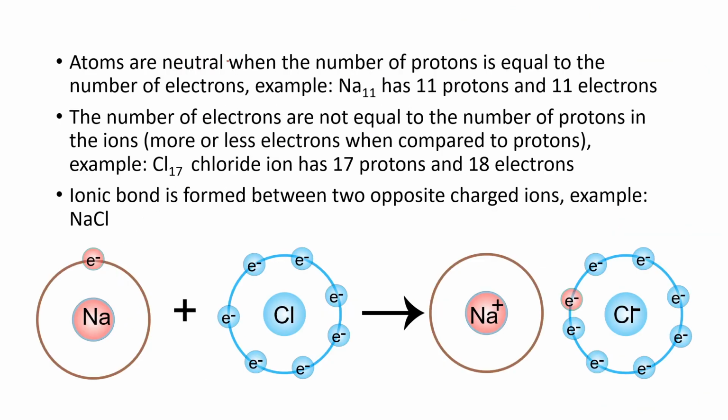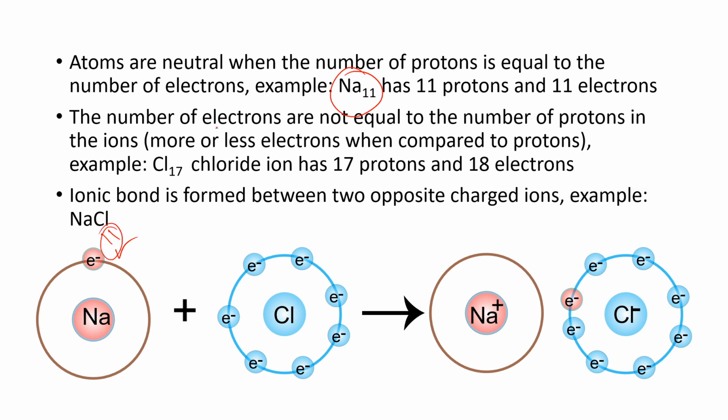And atoms are neutral when the number of protons is equal to the number of electrons. Example, sodium 11. In sodium 11, you will see 11 protons and 11 electrons. In this case, the sodium is known as a neutral atom. Here we have taken only the outermost shell, and in the outermost shell you will see the 11th electron. So it is a neutral atom.